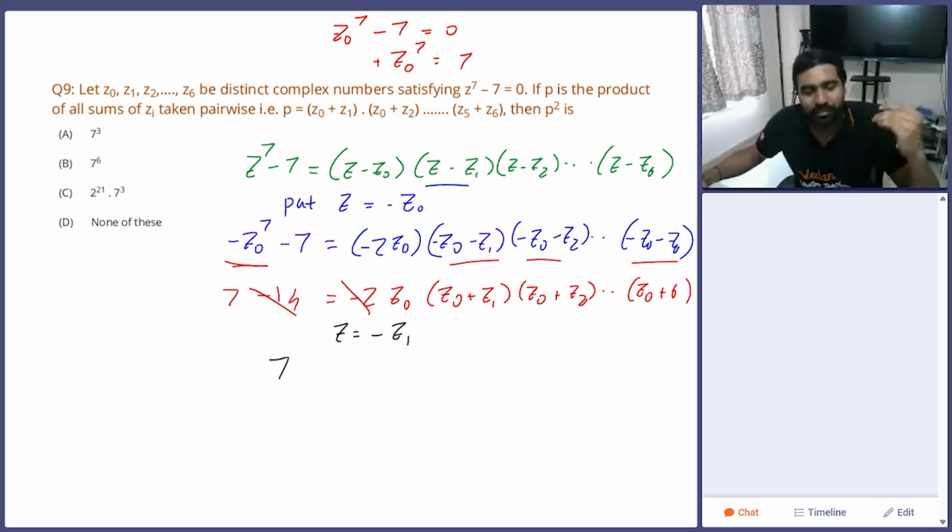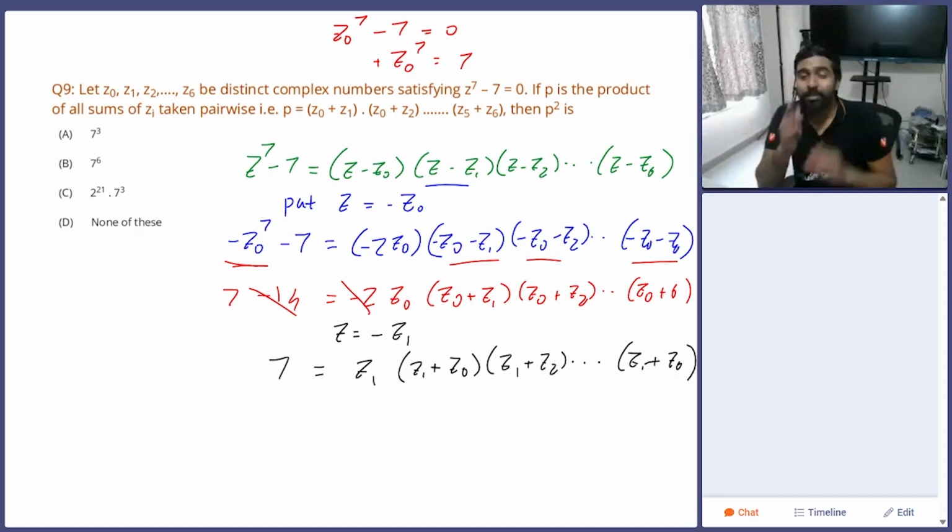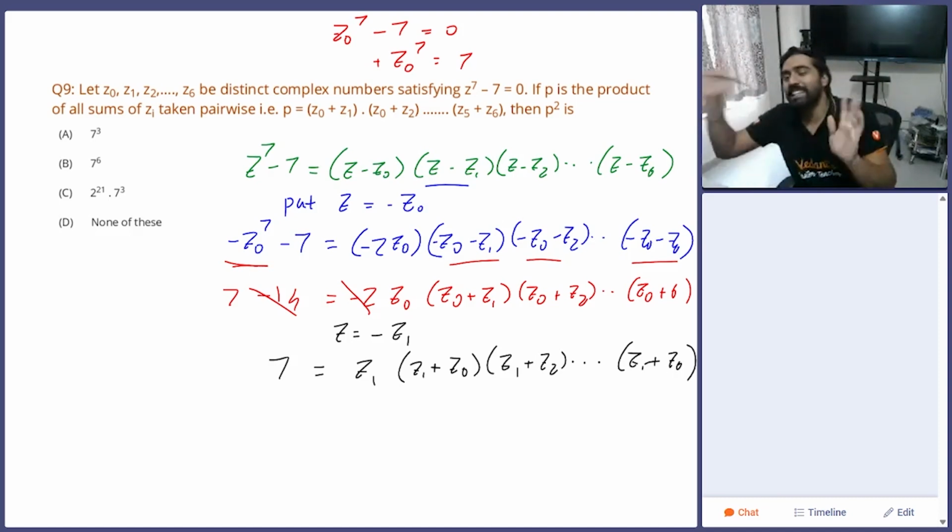I'll get the same minus 14, which cancels out as 7. The only change is that I will get minus 2Z1. The 2 will get cancelled out. And then I will actually start over here with Z1 plus Z0, then Z1 plus Z2, and so on and so forth till Z1 plus Z6. Same thing again, all the sums of Z1 with Z0, Z2, Z3 till Z6.